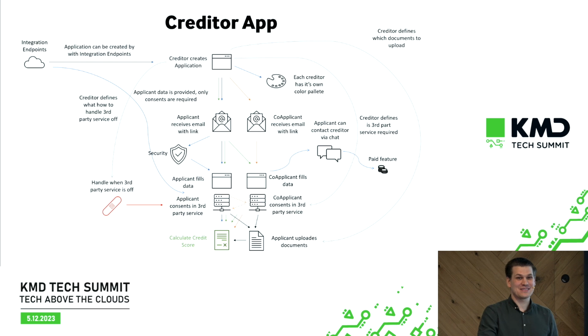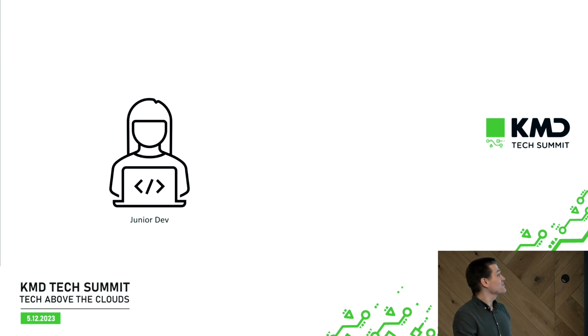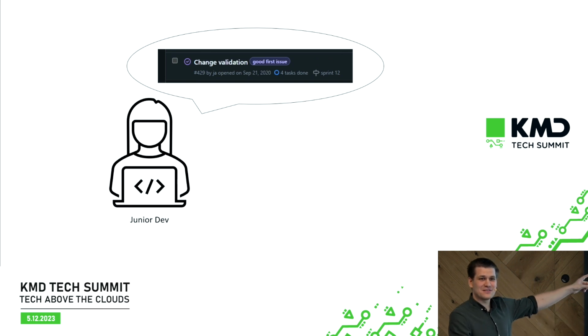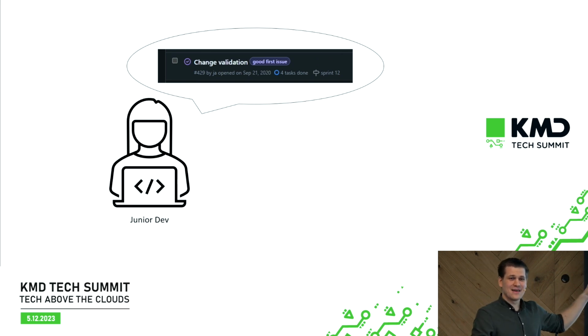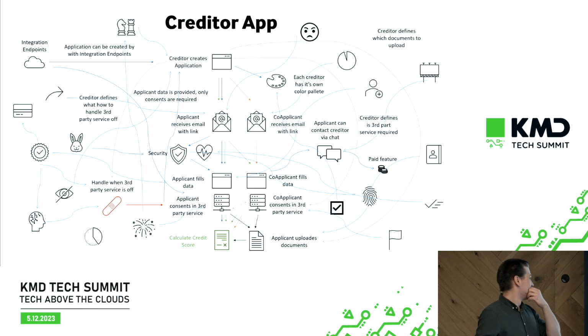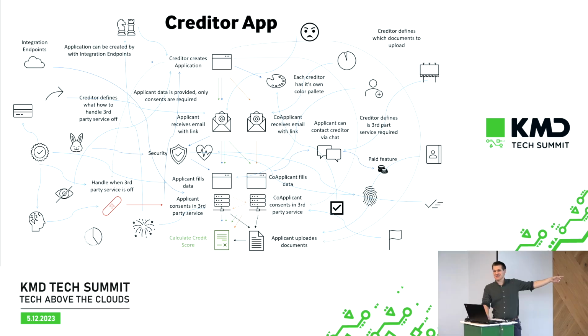So I'm sure that sometime from now, when a new junior developer comes to our project and asks, hey, I have this small task of changing the validation on one simple input, and he will ask, what should I test in order to check if I have not broken anything? And we will say, I don't know. And finally, this feature broke, and everybody forgot about it except the creditor who is using it on a daily basis.